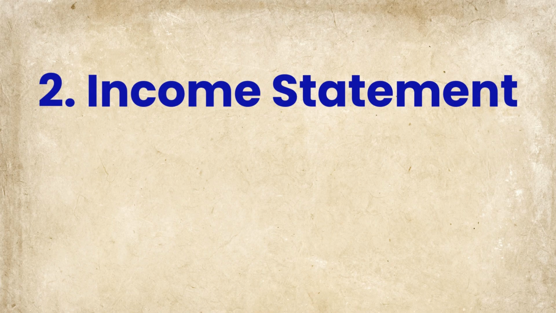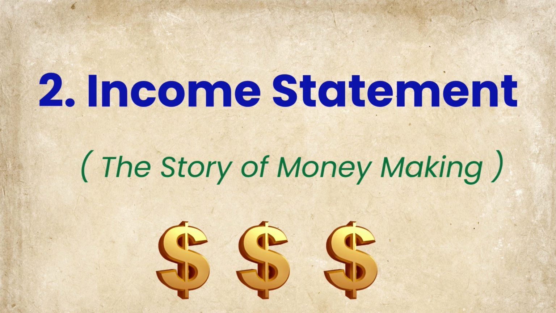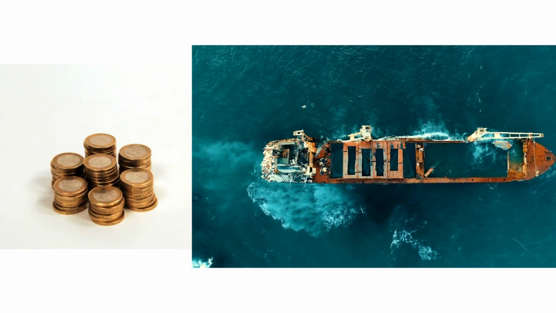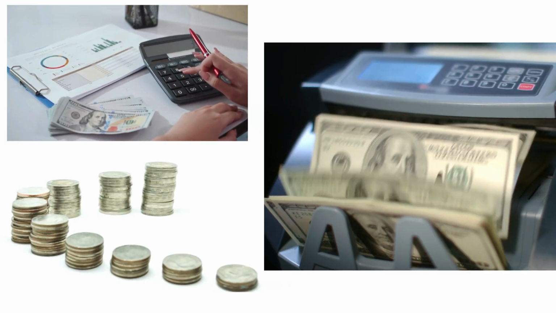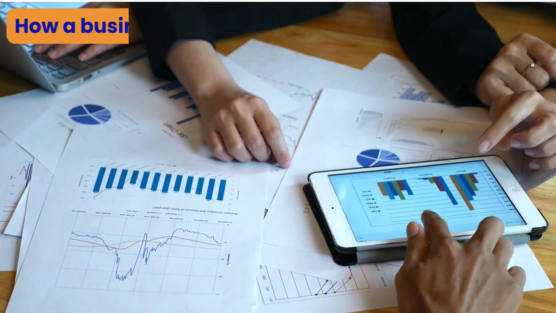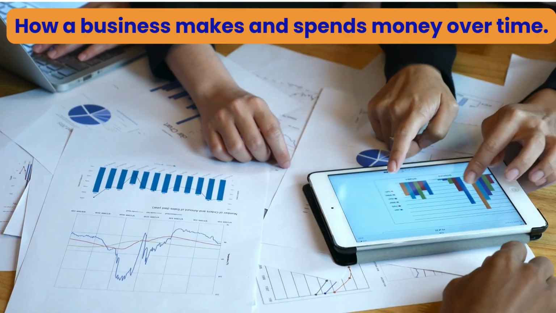Number 2, income statement, the story of money making. If a business spends more than it makes, it's a sinking ship. But if it keeps costs under control and revenues flowing, it's a money-making machine. This is what the income statement tells us. It tells us the story of how a business makes and spends money over time.